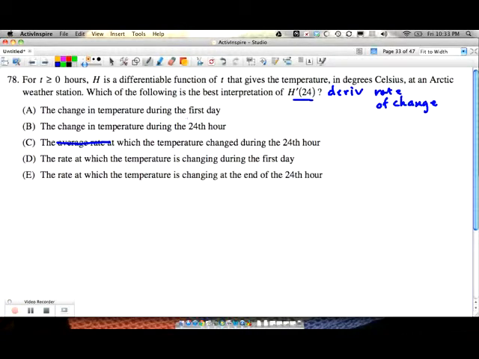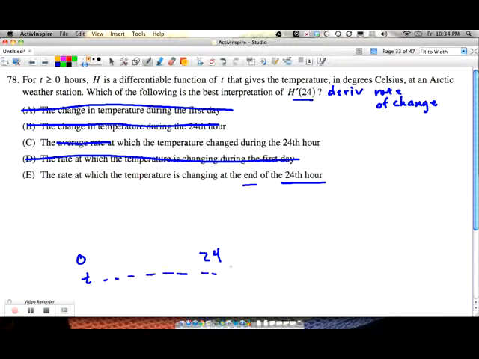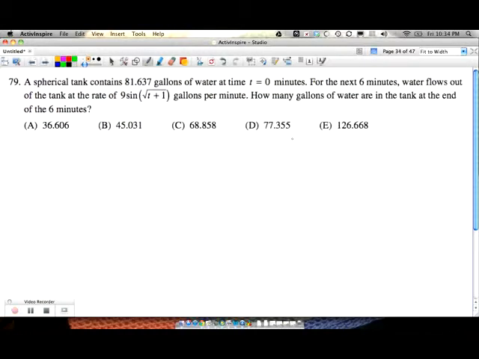And if it says H prime of 24, it's not the change in temperature during the first day, it's at the end of the first day. The change in temperature during the 24th hour, not during, at the 24th hour. The rate at which the temperature is changing at the end of the 24th hour. So we're here at 24. We started at 0, and time is moving to 24, and we're looking at the instant slope right at 24, right when time equals 24. So the day is over. We want to know that instant slope.